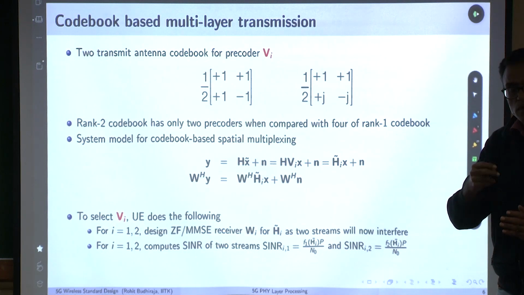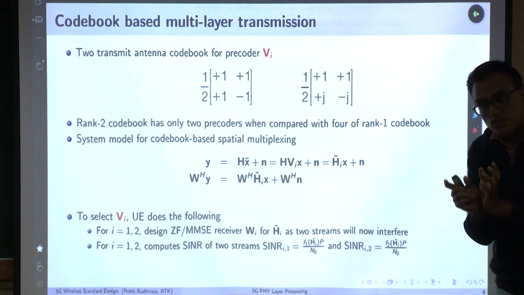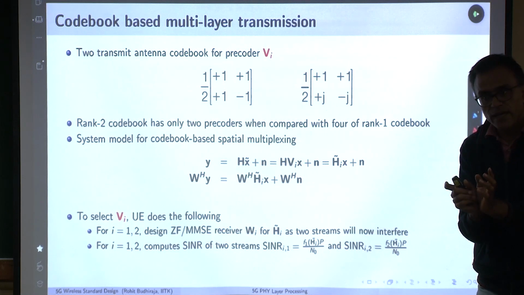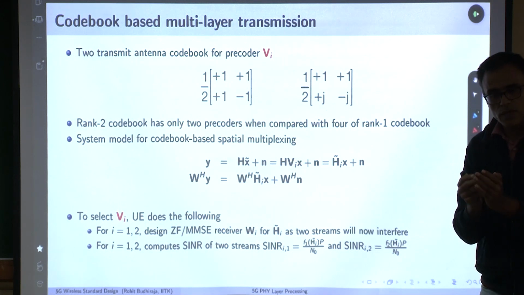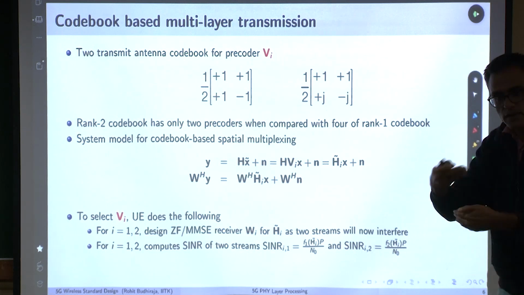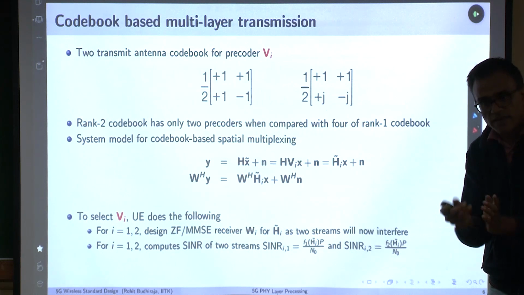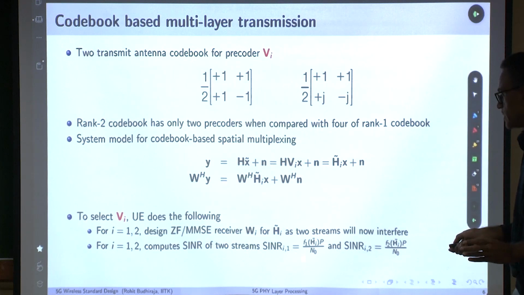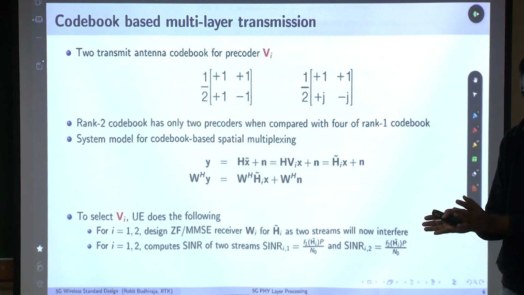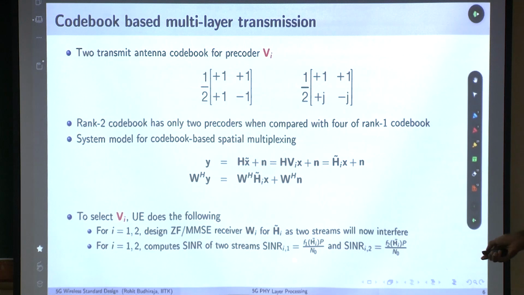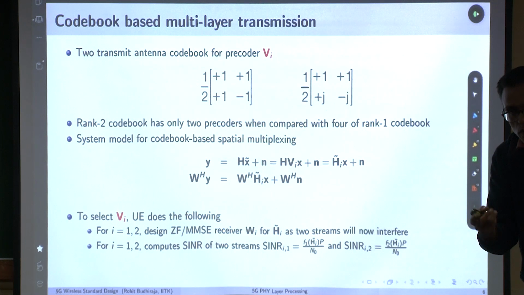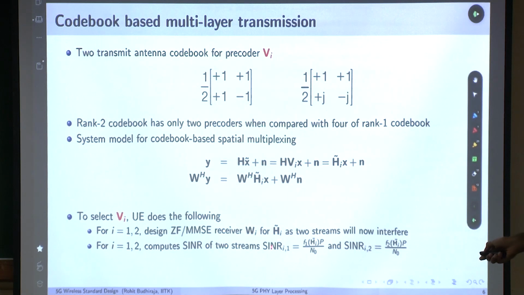Now the second step. These two streams are decoupled. What will it find out? In the last case it found out the SNR, because there was only one layer. In this case it will find out the SINR, signal to interference plus noise ratio. Let's say it does this operation for H1 tilde. How many layers are there? 2. Each layer, first layer.